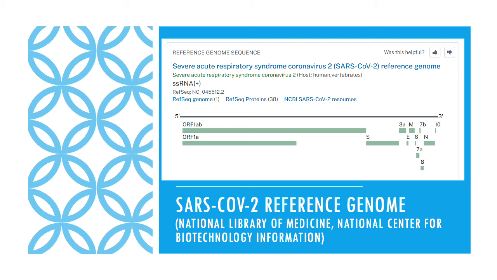This is a reference genome of SARS coronavirus 2, the virus of the COVID-19. There is a coding region for viral proteins on the viral genome, including RNA polymerase and S protein that binds to human cells.